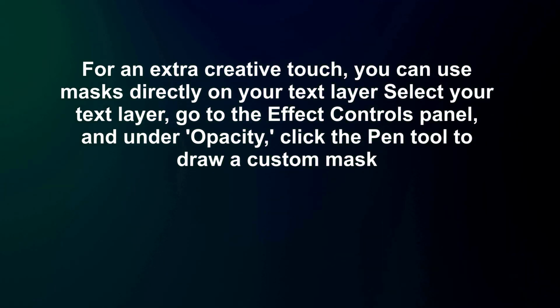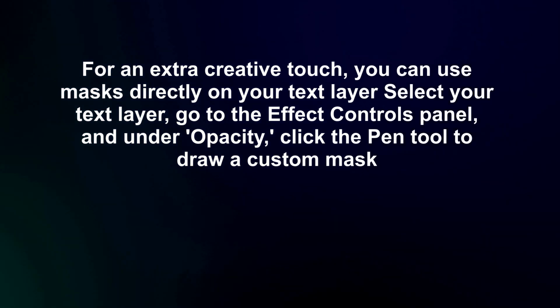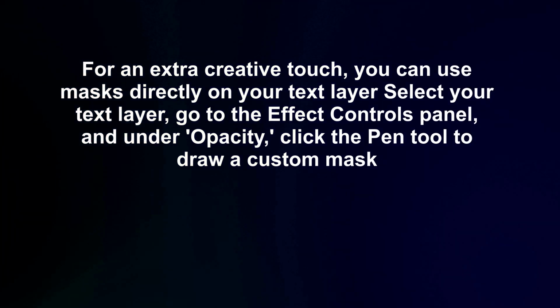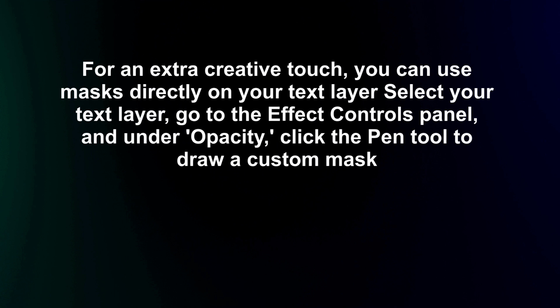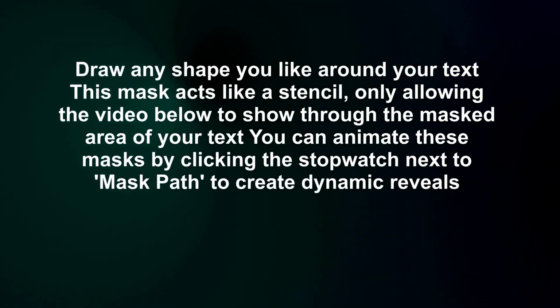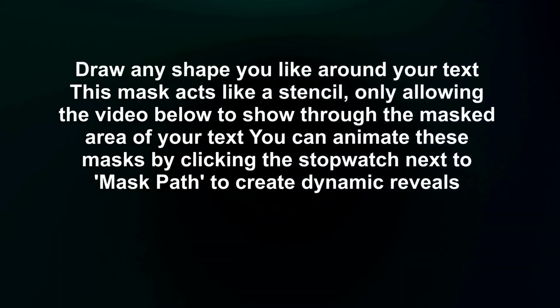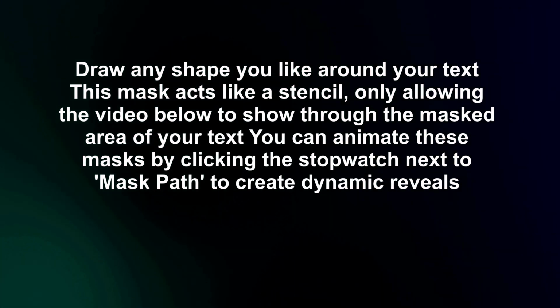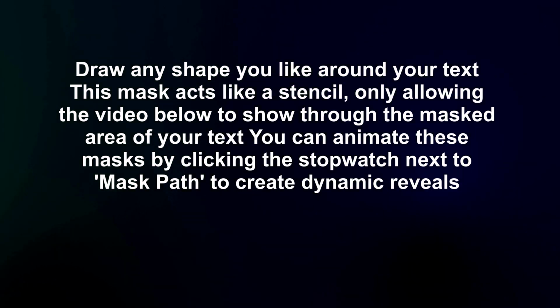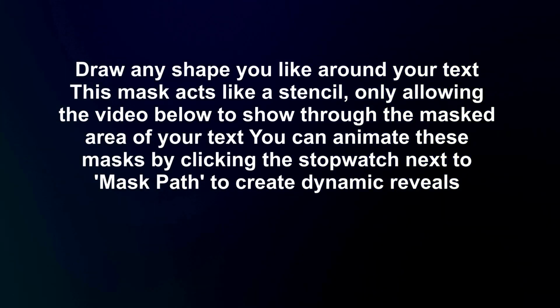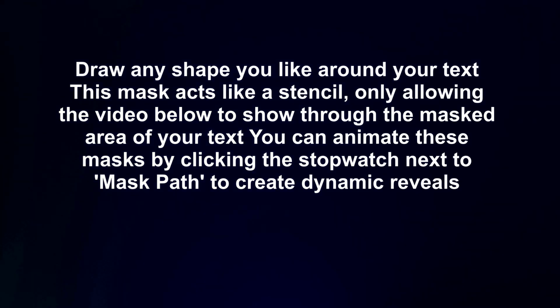Select your text layer, go to the Effect Controls panel, and under Opacity, click the Pen tool to draw a custom mask. Draw any shape you like around your text. This mask acts like a stencil, only allowing the video below to show through the mask area of your text. You can animate these masks by clicking the stopwatch next to Mask Path to create dynamic reveals.